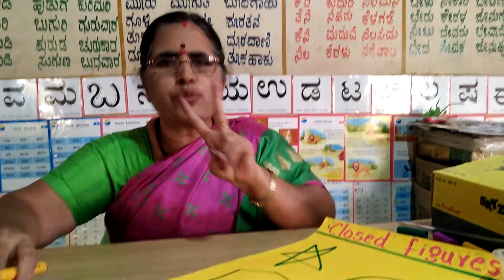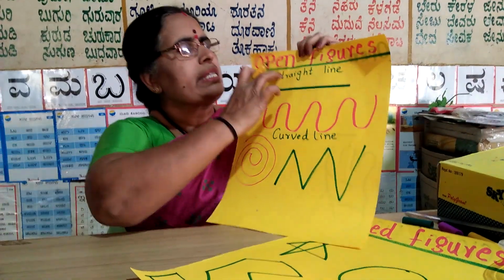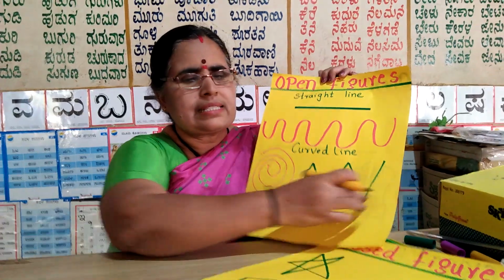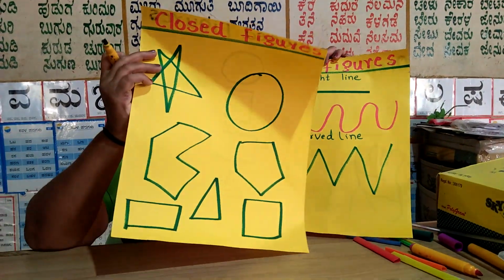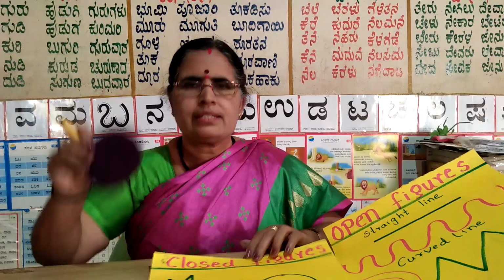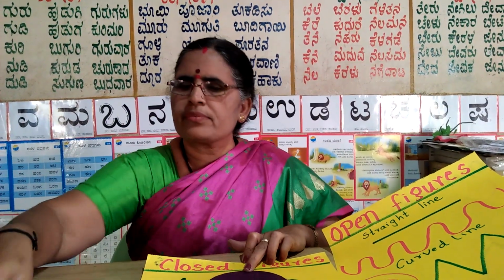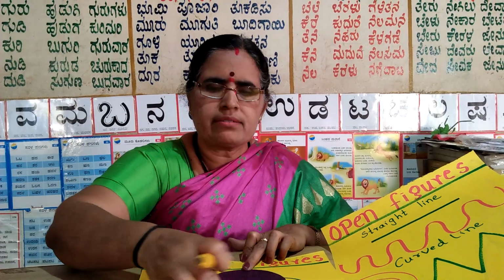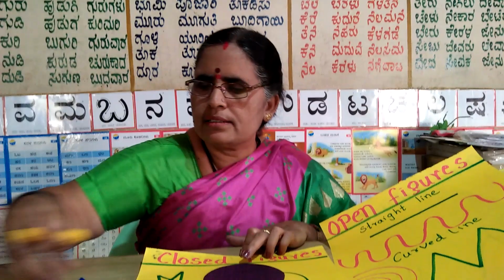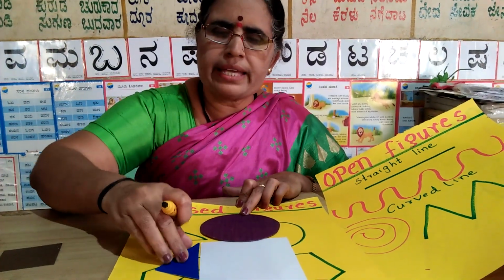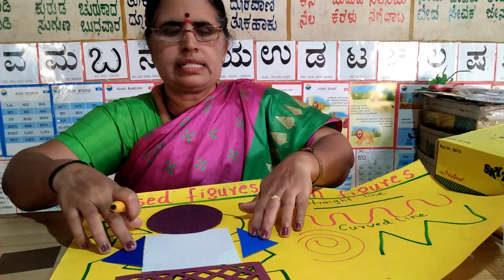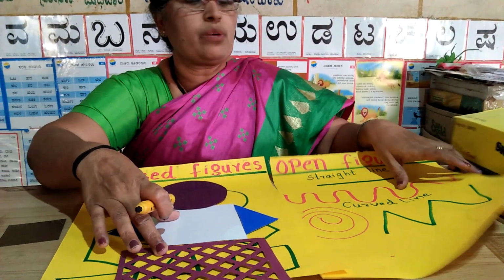Okay, so we have two types of line: straight line and curved line. We have open figures and we have closed figures. So if you want to keep it easily in mind, you have the circle, the square, the rectangle, and the triangle. So these are geometrical figures.